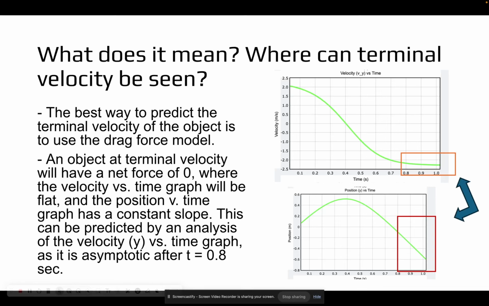So the best way to determine the terminal velocity of the object is to use the drag force model. And an object at terminal velocity will have a net force of 0, where the velocity versus time graph will be flat and the position versus time graph is a constant slope. So this can be seen on the two graphs towards the end after t equals 8. You can see that there is a constant velocity and there is a net force of 0.